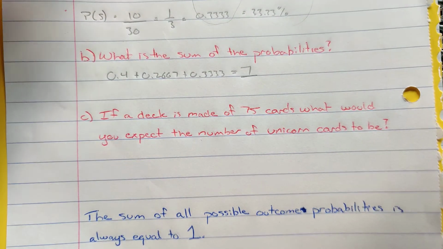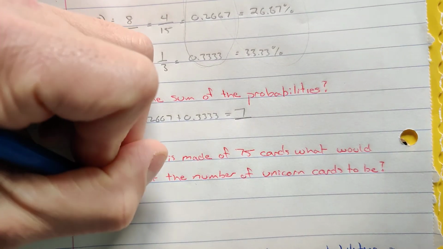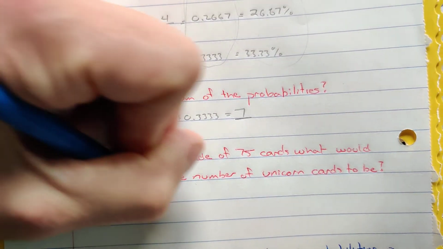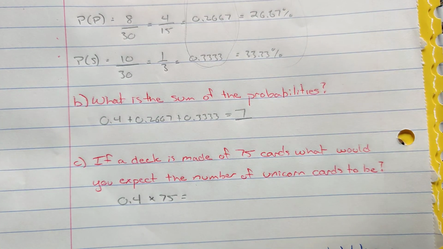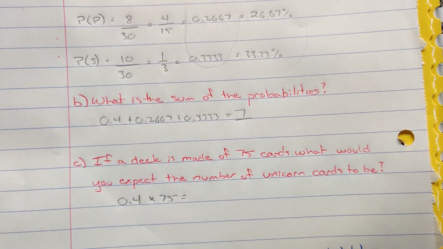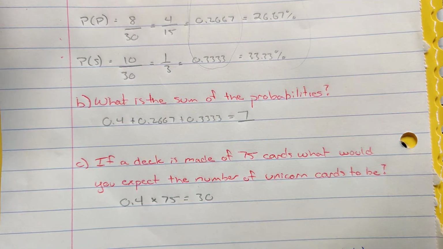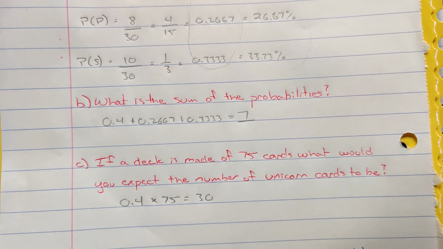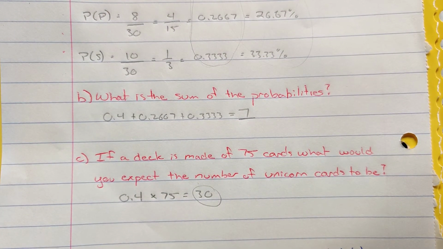So our probability of drawing a unicorn card was 0.4. So 0.4 or 40% of 75 should be unicorn cards. And 0.4 times 75 should give us 30. I'm going to double check that. 30. So it gives us 30. So there should be 30 unicorn cards in the deck.